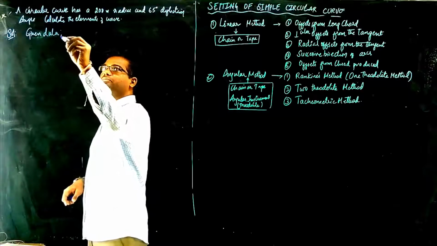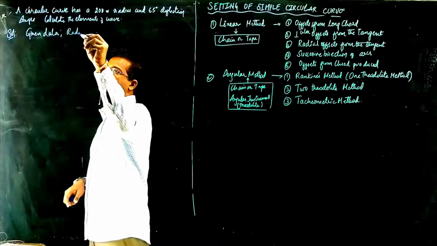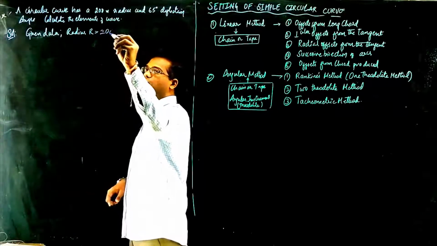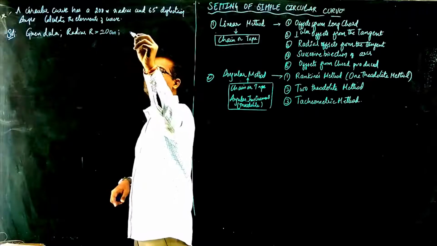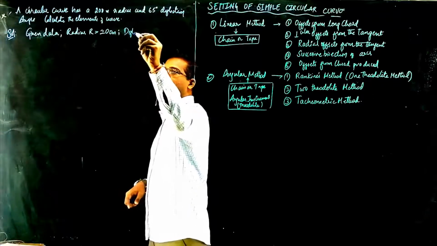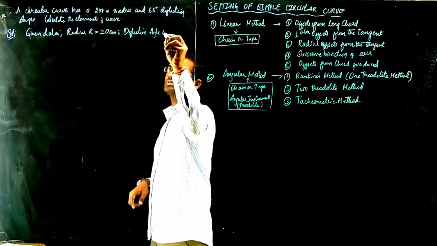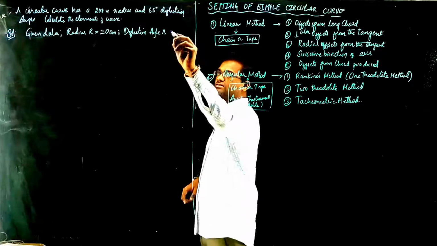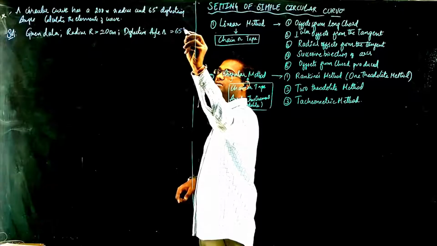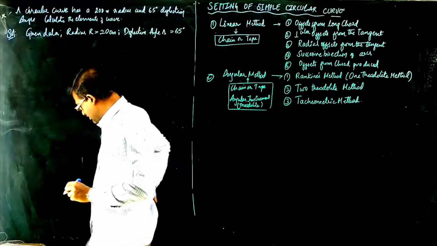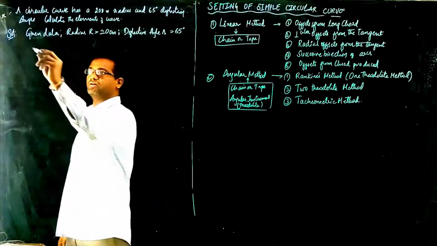Given data: radius R equals 200 meters and deflection angle, which we denote with delta, is 65 degrees. First we will calculate the degree of curve.